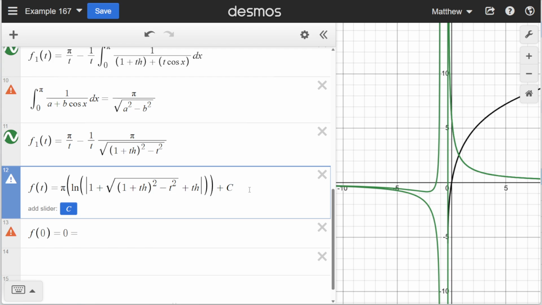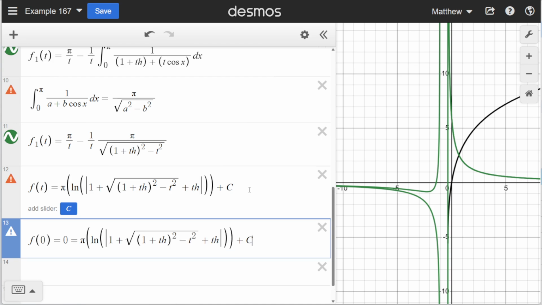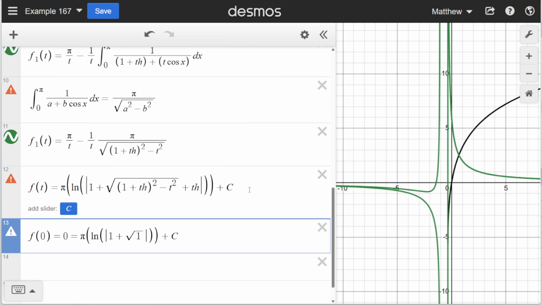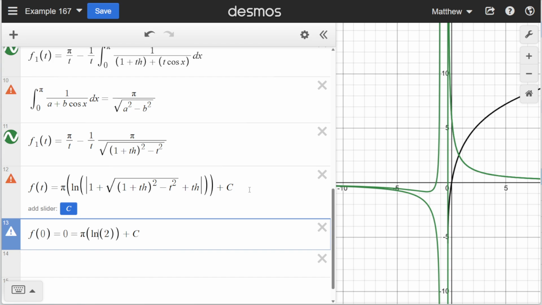All right, now we can say f of 0 is equal to 0, and from here we can say that this is equal to, well, if t is 0, that's 0. If t is 0, that is 0. If t is 0, that is 0. This is going to be the square root of 1, which is just 1. This is 2. Rid of the absolute values. So 0 is equal to pi natural log 2 plus c, implying that c is negative pi natural log 2.